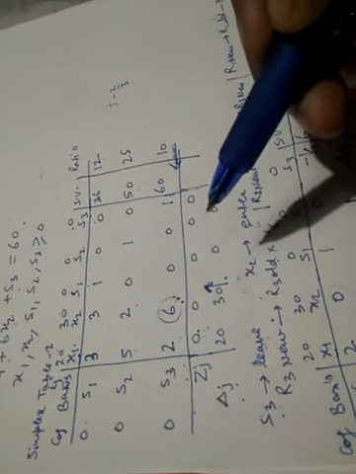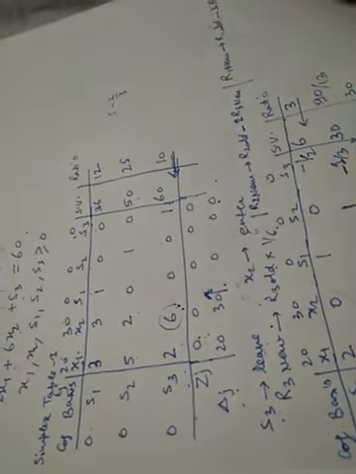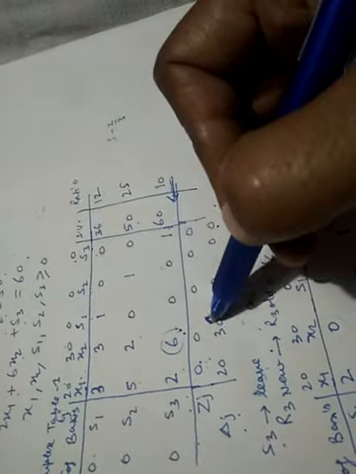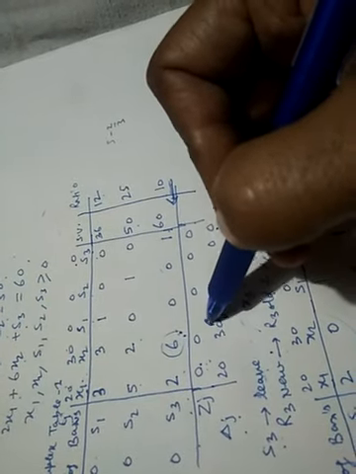Now this solution is not optimal. Why? Because if any delta is greater than 0, then the solution is not optimal. So here there are two deltas which are greater than 0, so the solution is not optimal. Now the next step, we are going to write the improved solution.